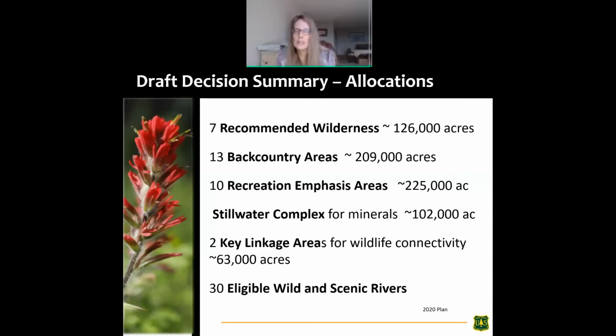So in the plan that we released last July in 2020, the plan had 7 recommended wilderness areas, 13 backcountry areas, and a backcountry area is a protection category, but does allow more uses than recommended wilderness. 10 recreation emphasis areas, I think that's a well-named title, pretty self-explanatory. We have the Stillwater Complex for those important minerals, 2 key linkage areas for wildlife connectivity, and then 30 rivers and streams were identified as eligible for wild and scenic rivers.